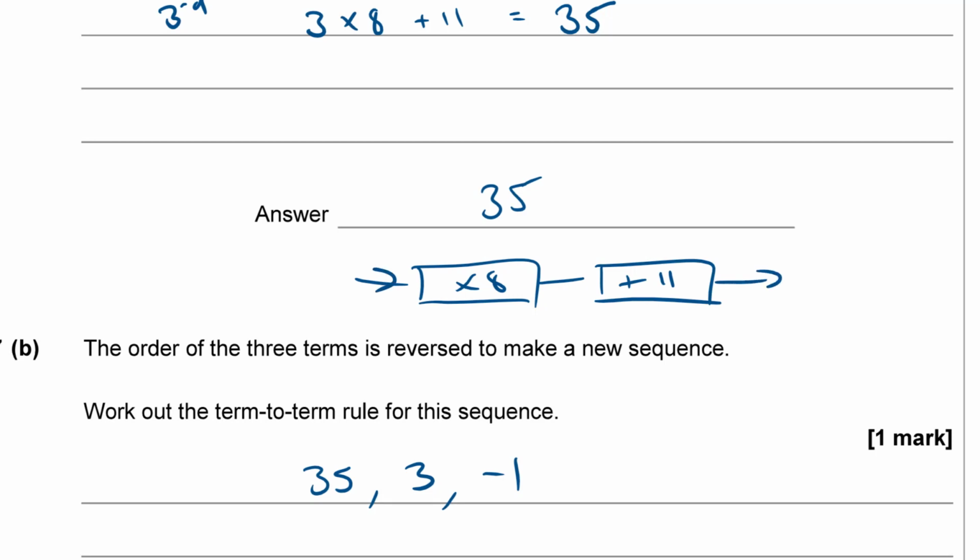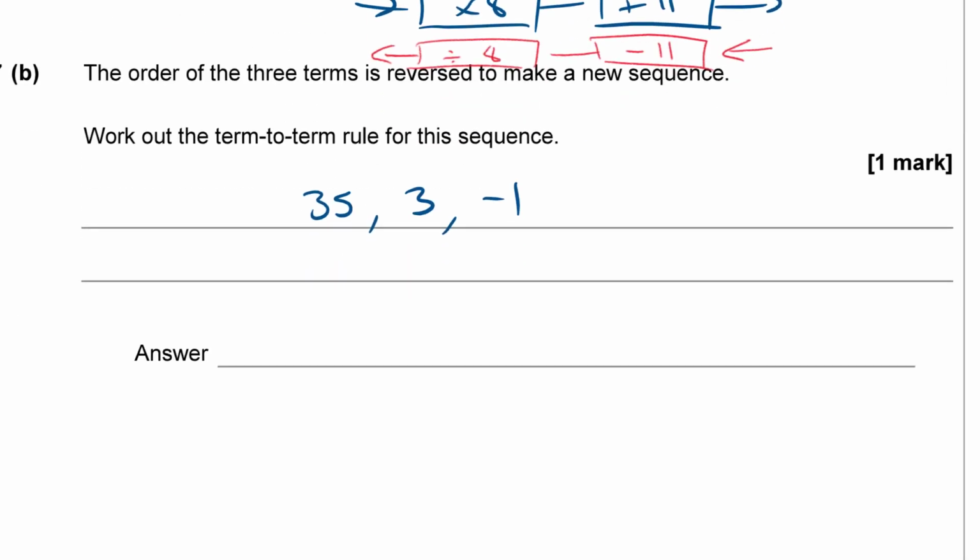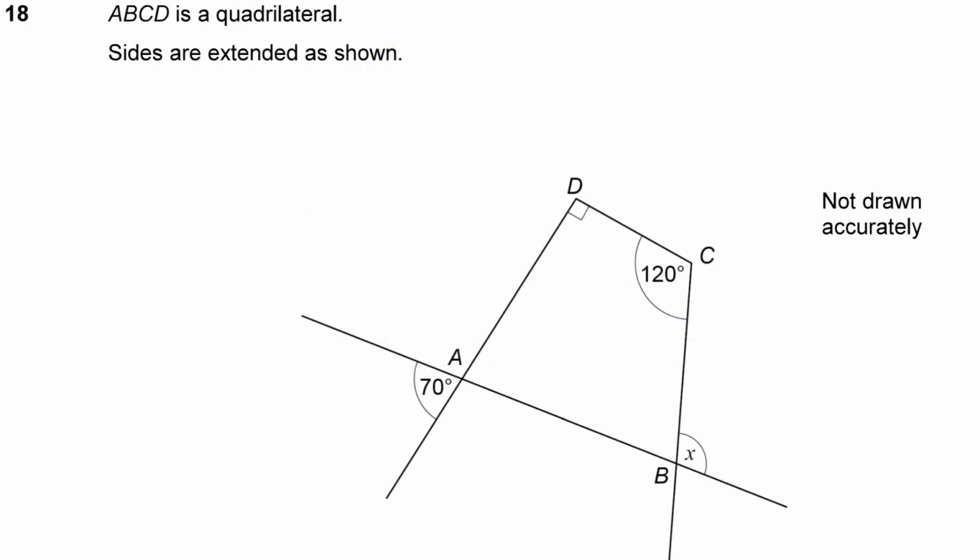Now if we want to go backwards, then we need to go through that machine in the reverse order. So rather than adding 11 there, we'd be subtracting 11, and then rather than timesing by 8, we're going to be dividing by 8 to go back this way, aren't we? So it's going to be a subtract 11 divide by 8 function machine. Okay, so that's what we're going to write down. Subtract 11 divide by 8.